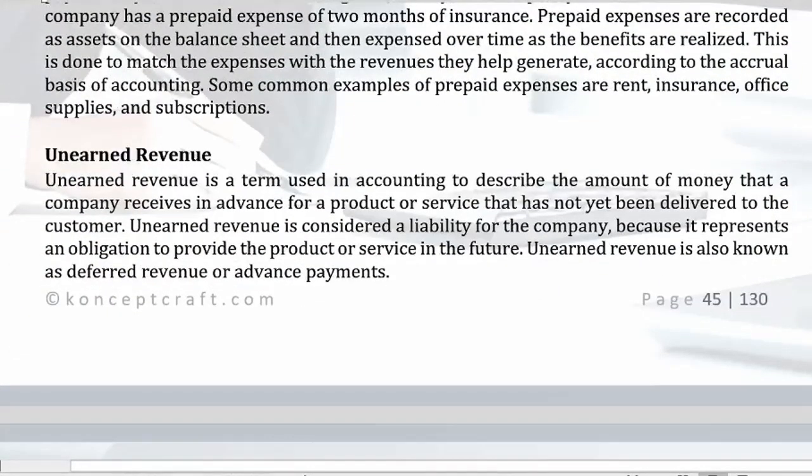Unearned revenue. Unearned revenue is a term used in accounting to describe the amount of money that a company receives in advance for a product or service that has not yet been delivered to the customer. Unearned revenue is considered a liability for the company, because it represents an obligation to provide the product or service in the future. Unearned revenue is also known as deferred revenue or advance payments.